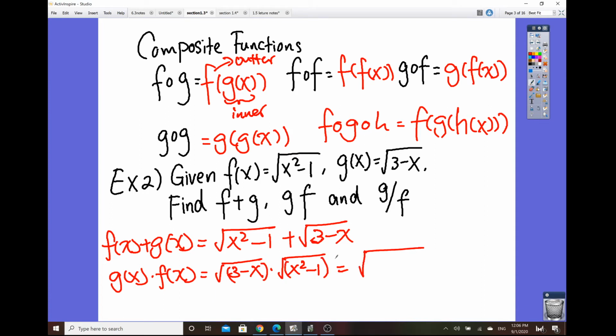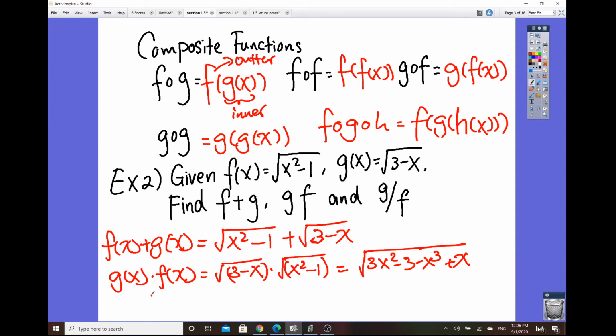So we just need to FOIL. So 3 times x squared, we do have 3x squared. 3 times negative 1, so we do have negative 3. Negative x times x squared, so negative x to the power of 3. And then negative x times negative 1, so we do have plus x. And for those you might be wondering, do I need to rewrite this one from the greatest power to least? Well, it's up to you. We can just leave it like that. Again, nothing we can combine.